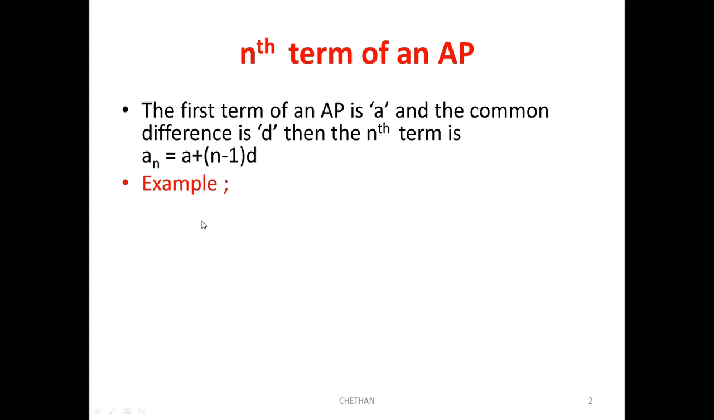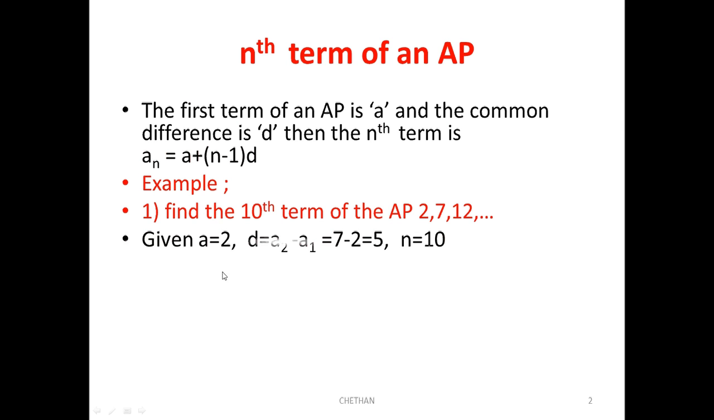See, some examples are there. First one: find the 10th term of the AP 2, 7, 12, etc. Here 2 is the first term of the AP, 7 is the second term, 12 is the third term of the AP. Using this AP, we have to find the 10th term.